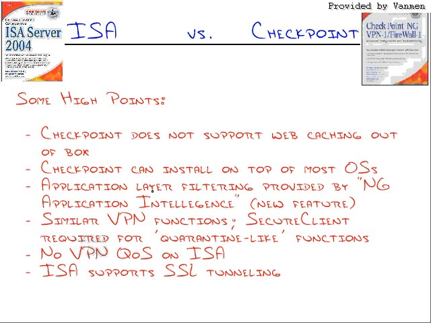Application layer filtering provided by NG Application Intelligence. They just added this to the Checkpoint firewalls, and that's where they can look at the application layer data and do some filtering. It's a fairly new feature to Checkpoint's list of features. ISOServer's had it since ISOServer 2000, so it's been around for quite some time, and they've continued to enhance it. So ISOServer is a little more feature-rich on the application intelligence side than the Checkpoint.